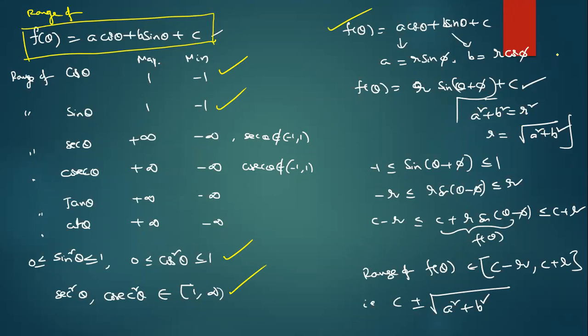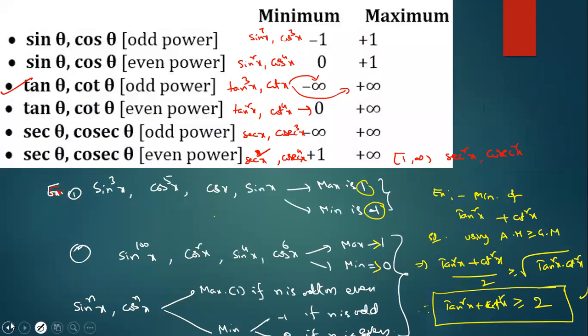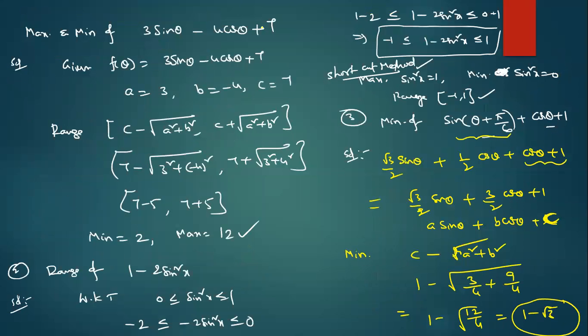Now this is the question. Last time we discussed this pattern idea. Now the range multiplied with R, adding C. What is the range? C plus or minus root over a square plus b square. Once again, see. This is the question: 3 sin theta minus 4 cos theta plus 7.